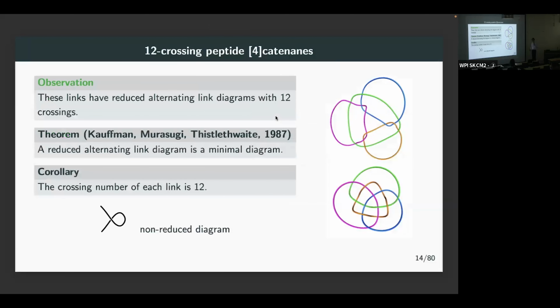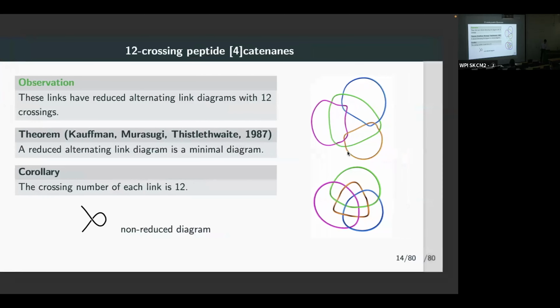For the first question, the determination of the crossing number, we can use a result on alternating links, and we can give an affirmative answer to the question. The observation is the following. If you draw a diagram, as in this picture, we can see that those are alternating diagrams.